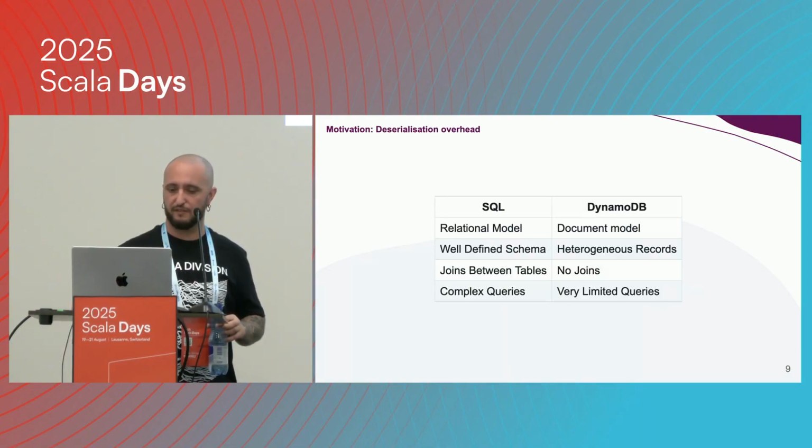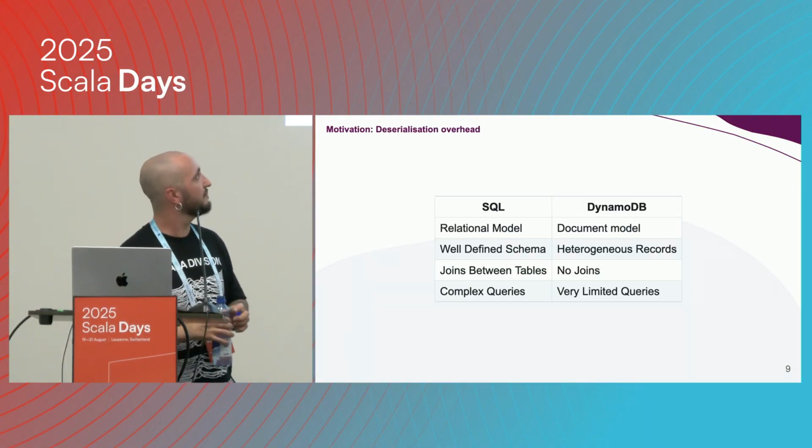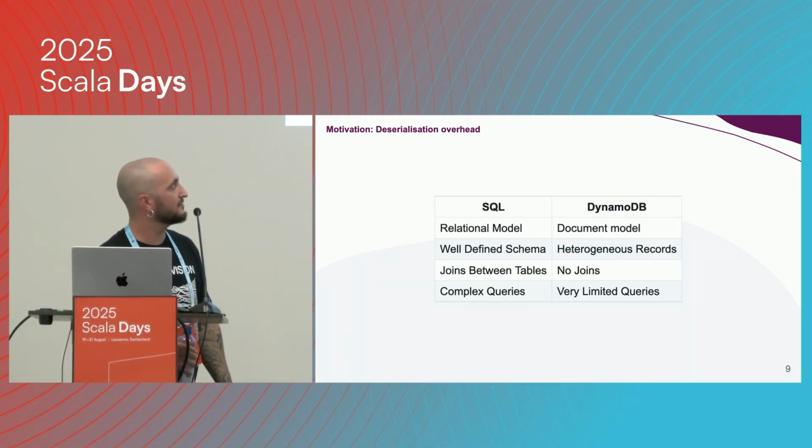So for the first part, I made a quick comparison here with SQL to explain a little bit why you will have different overhead when reading from Dynamo.